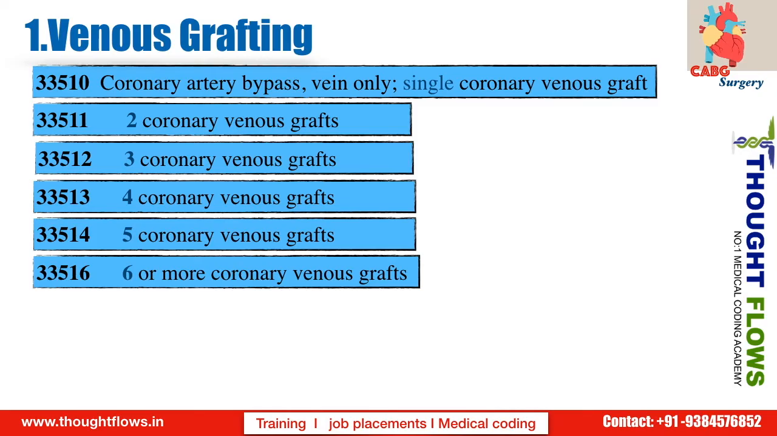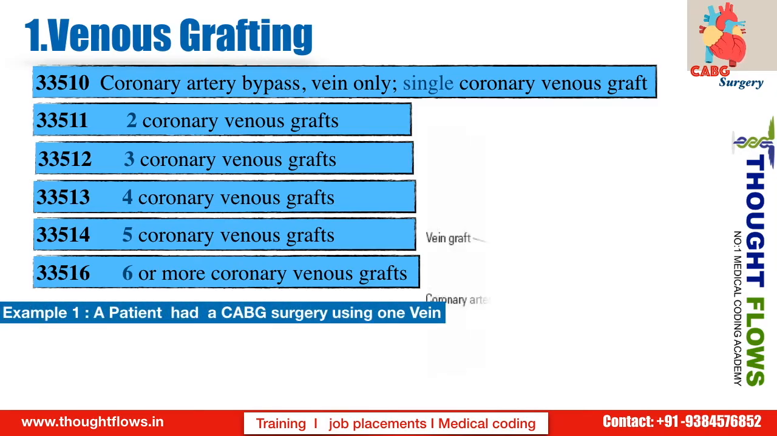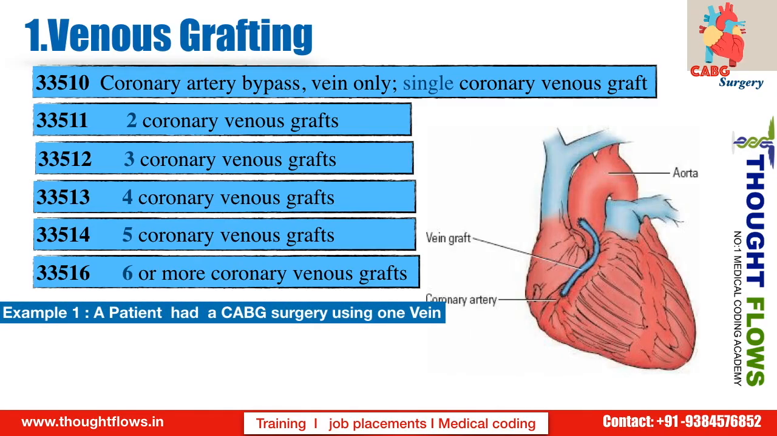we assign the code 33516. And coming to the sample, a patient had a CABG surgery using 1 vein, so we assigned the code 33510.